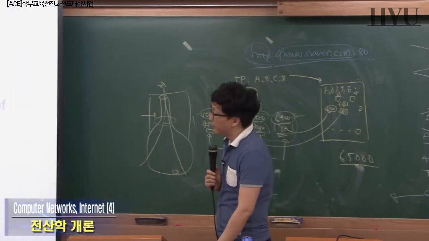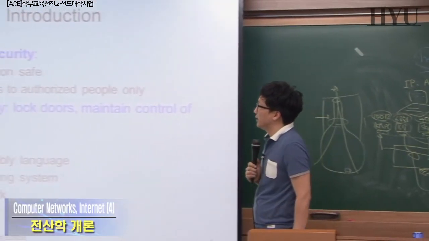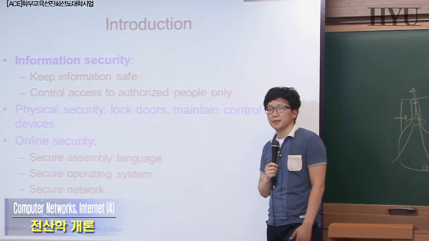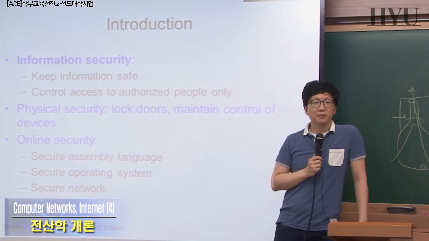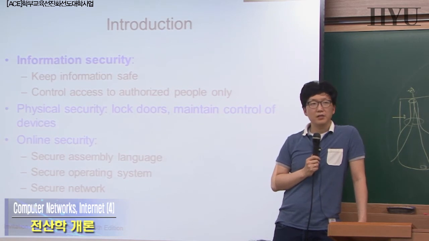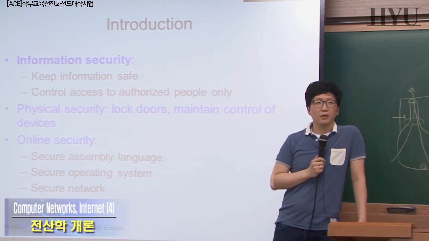What does it mean to have information security? Keep information safe. Encryption might be the first approach. One of the easy examples that you can take a look at, I think I mentioned a few times.